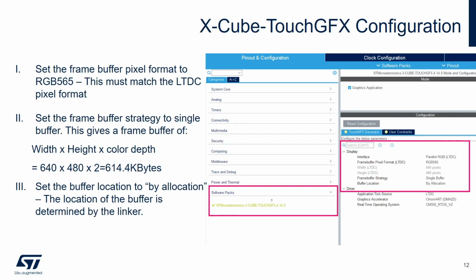After the LTDC configuration, we navigate to the x-cube-touchgfx under software packs and set the pixel format to RGB565. The width and height values are taken from the LTDC configuration. We set the frame buffer strategy to single buffer with 640 by 480 and a color depth of 16. We get a frame buffer size equal to 614 kilobytes. Then we set the buffer location to by allocation to let the linker place the buffer in the internal SRAM.